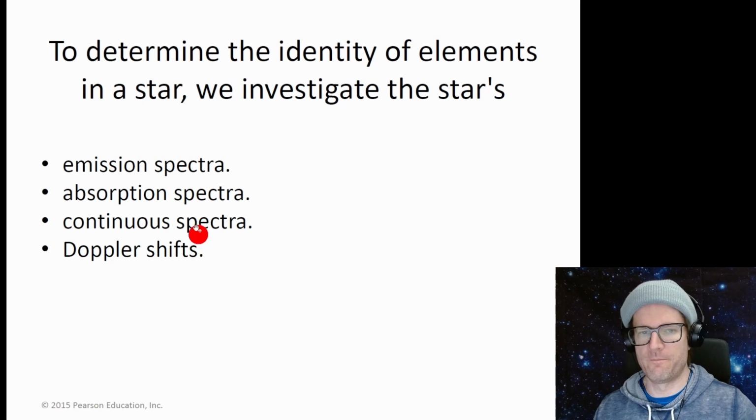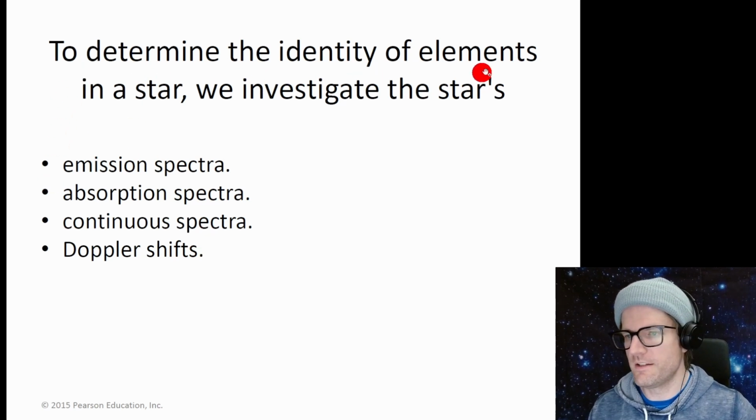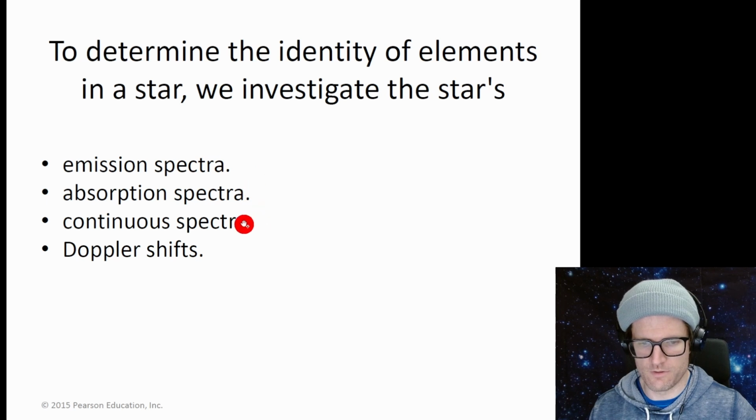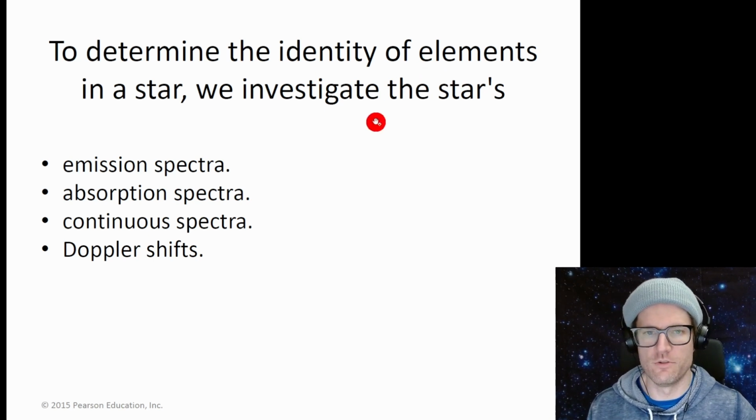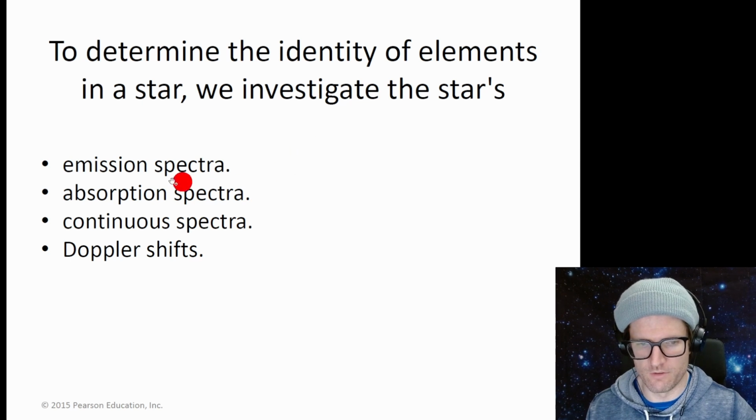To determine the identity of elements in a star, we investigate the star's: emission spectrum, absorption spectrum, continuous spectra, Doppler shifts. Because we're looking for the identity of elements, we're looking for that fingerprint. And because light from a star goes through the star's atmosphere, we're looking for an absorption spectrum.